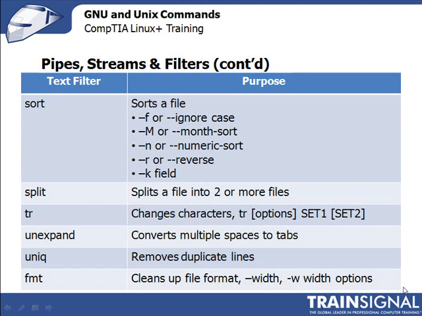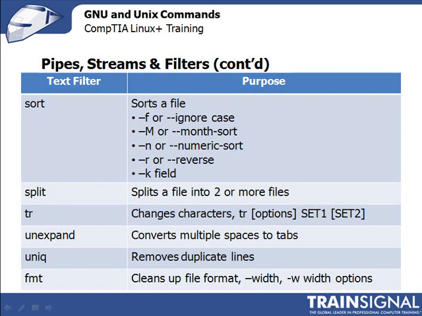Sort, as you may have guessed, sorts a file, and the options for sort are -f or --ignore-case, -M or --month-sort, -n or --numeric-sort, -r or --reverse, -k field. Next is the split command, which takes one file and splits it into two or more files. The next is tr, which changes characters, and the format is tr space options space set1 followed by set2.